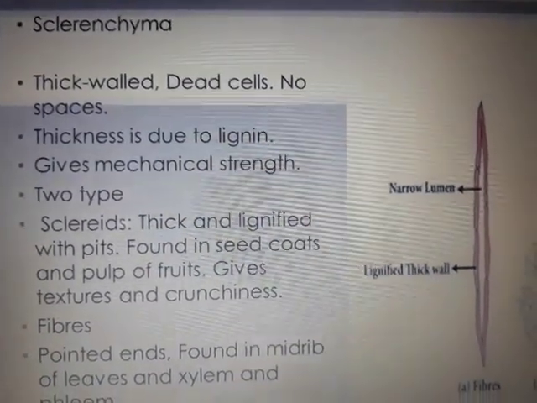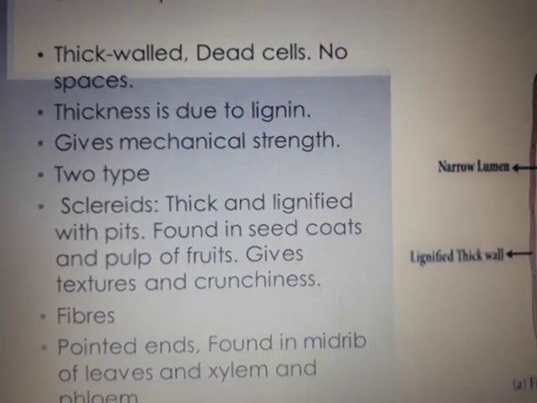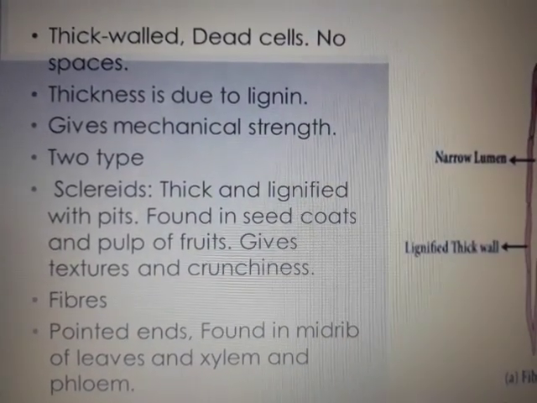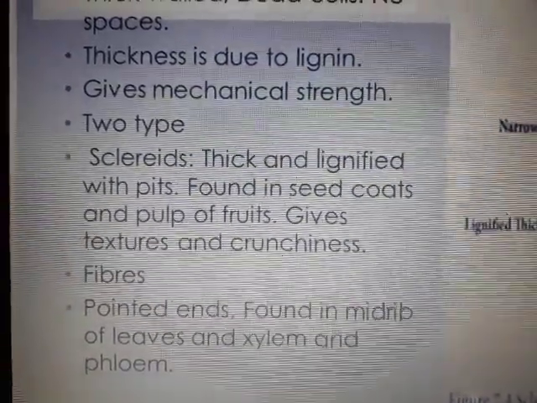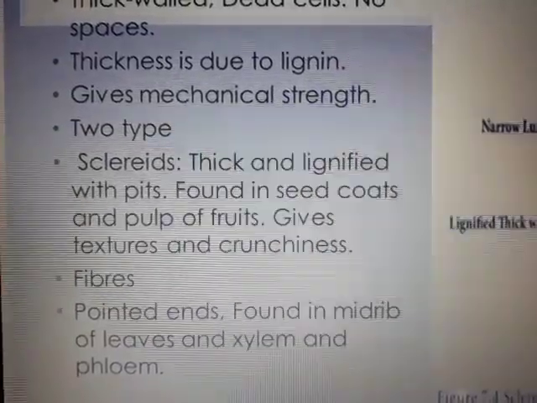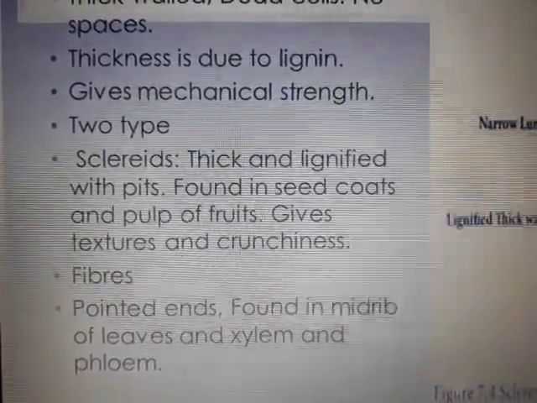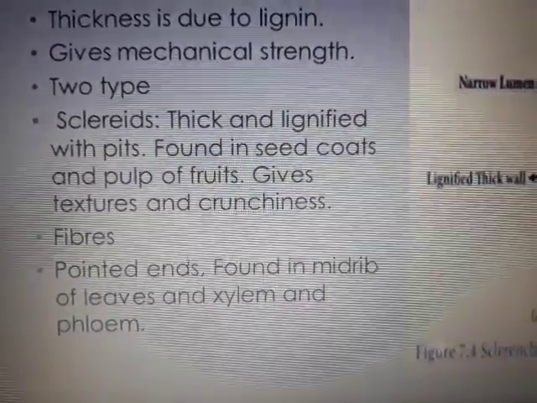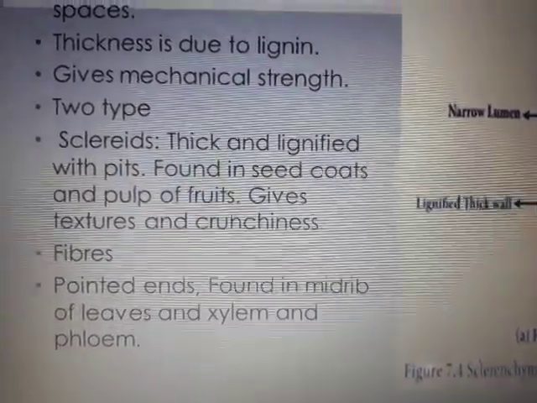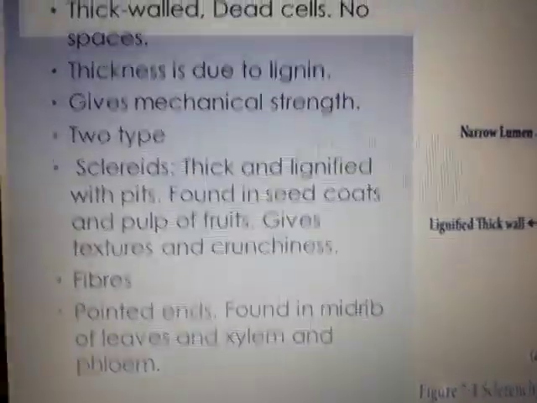Sclerenchyma, these are very thick walled because of a substance called lignin. Their job again is to give mechanical strength, and there are two types, sclerites and fibers. Sclerites are thick and lignified with pits. These are found in seed coats and pulp of fruits. It gives texture and crunchiness. Whereas fibers have pointed ends and are found in the midrib of the leaves and in xylem and phloem.